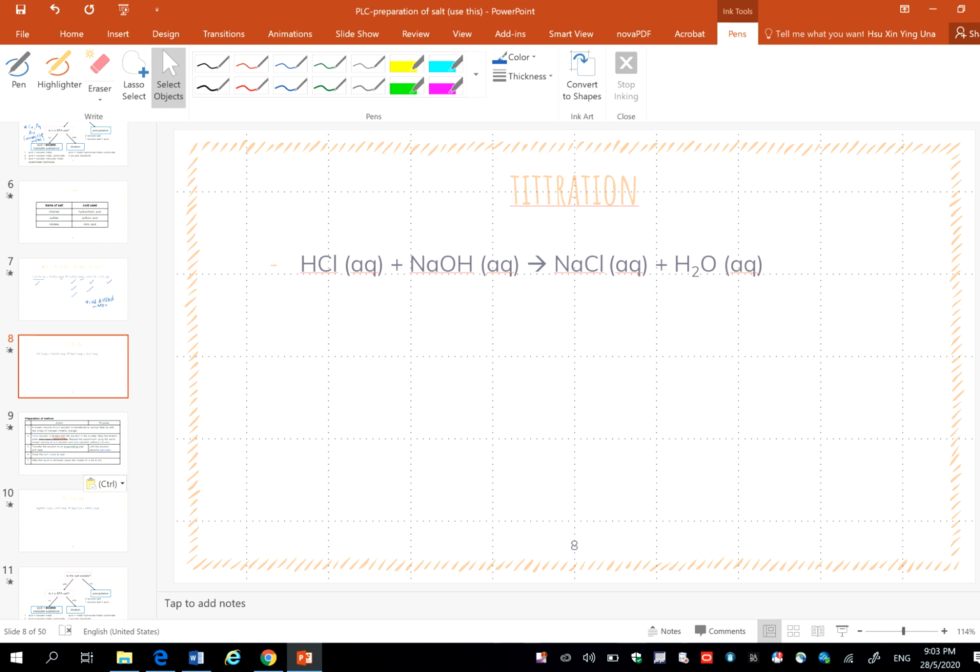Going to talk about titration. Titration will be slightly more challenging. Okay, you will need to use, so like what I mentioned, we cannot react the metal directly. So therefore there's this new method called titration.